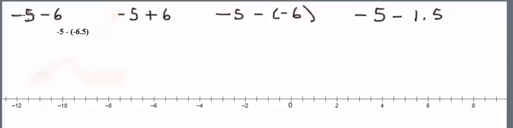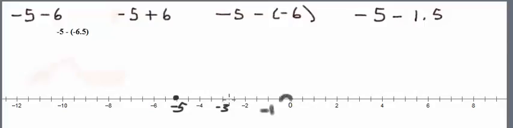So the first one I want to look at is negative 5 minus 6. This scale is going over by every unit here is a half a unit, so that's a half there. And we need to go to negative 5, so this would be negative 3, negative 5 would be right here. So I'm going to start with a point at negative 5.